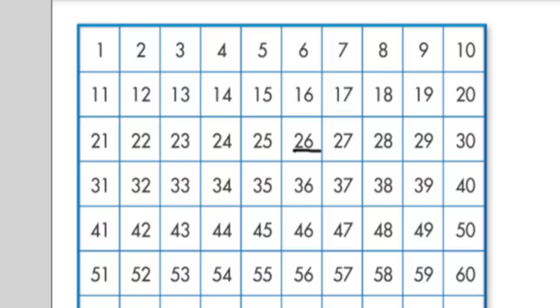So 26 plus 10 will bring me to 36. I can add on 7 more. 1, 2, 3, 4, 5, 6, 7 to show me that Jake's cards now total 43. 26 plus 17 equals 43.